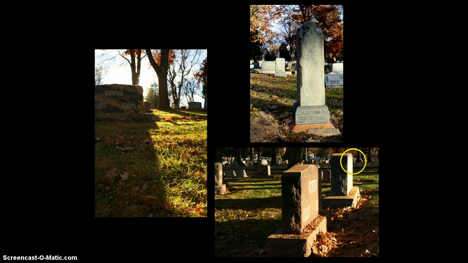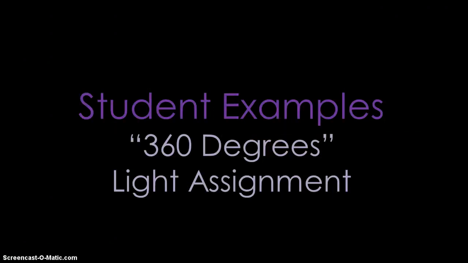It's also nice to have a variety in the orientation. As you can see, I always try to have two portrait and one landscape, or two landscapes and one portrait. That just means the orientation of the photo, either wider than it is tall or taller than it is wide. All right. Here are some student examples.